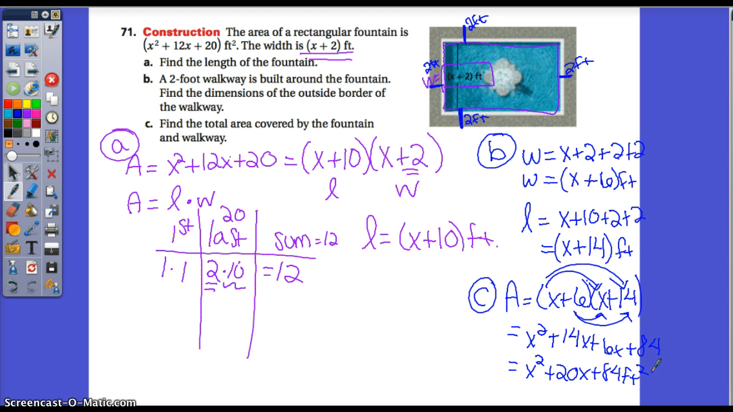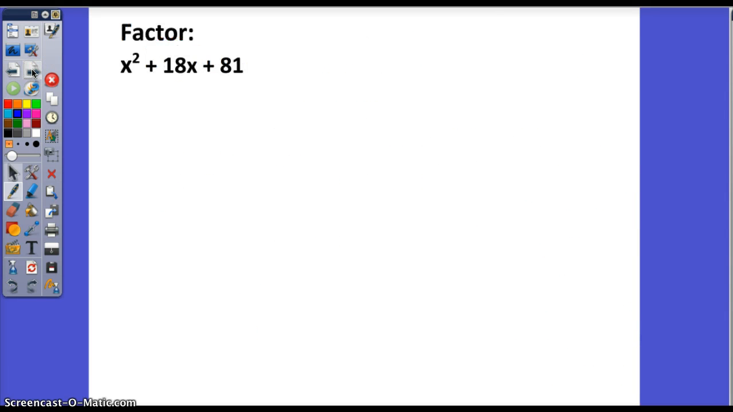Question. Alrighty. If you need to hit pause and rewatch, that's completely fine. You can go ahead and do that. And I want you to add a question underneath there. It says factor this: x squared plus 18x plus 81.